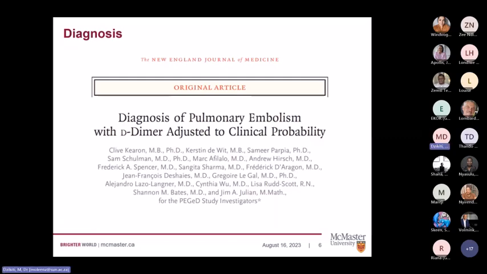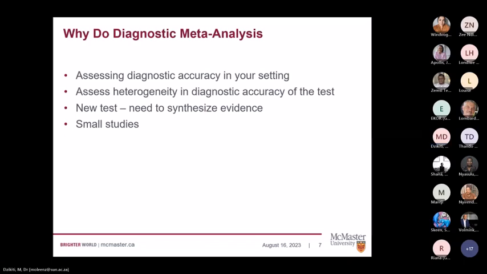Now, this study was conducted in Canadian centers, primarily academic centers. And one thing is, we want to know, well, this is in Canadian patients in Canadian academic centers. Will this work somewhere else? So why do a diagnostic meta-analysis? One is you want to see whether the diagnostic accuracy indices that were shown in many studies are applicable to your setting. You may want to assess the heterogeneity in different subpopulations of the diagnostic test.